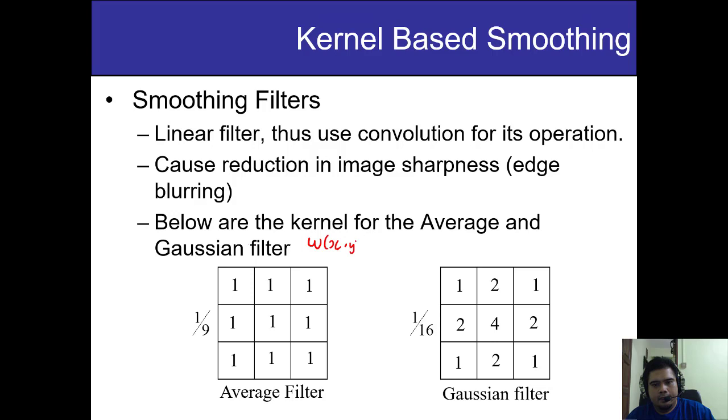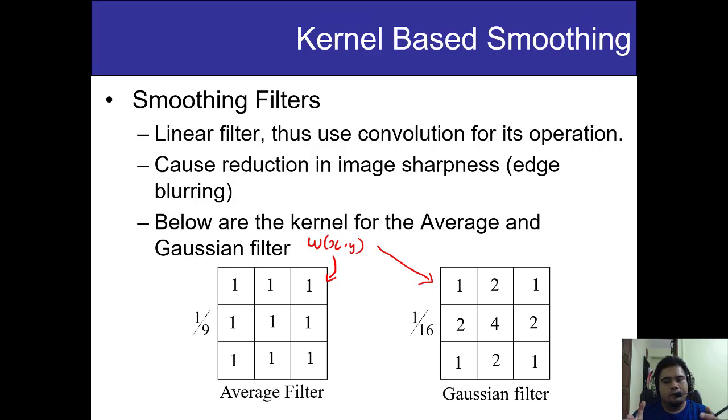If our W(x,y) is this one, then that is known as an averaging filter or average filter. But if our W here is this one, then that is a Gaussian filter. Even though the coefficients are different, the purposes are similar, which is to smooth the image, to make the image smoother as compared to the input image. So it's a linear filter.